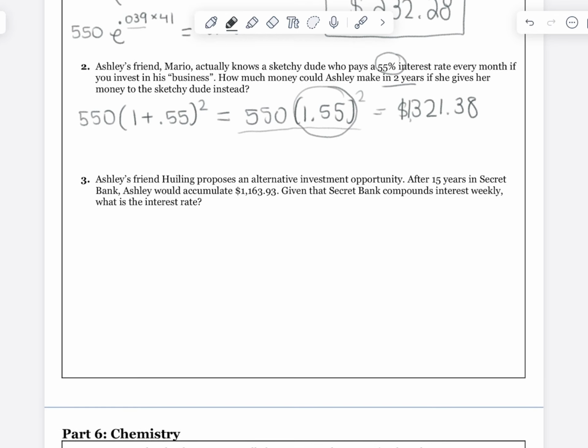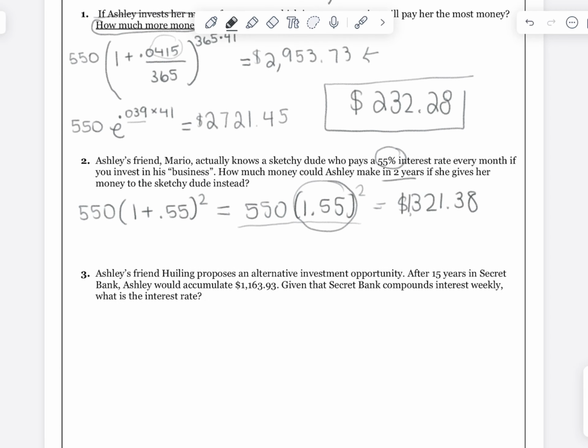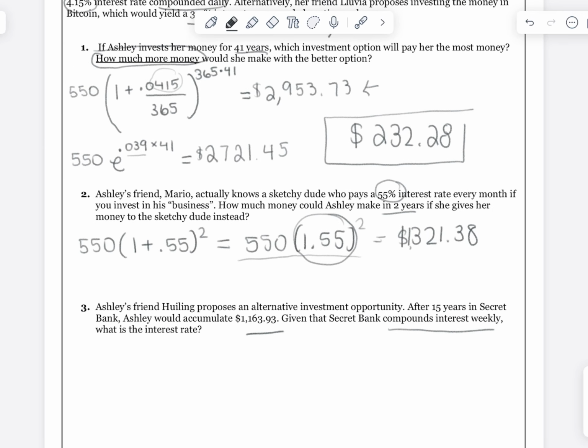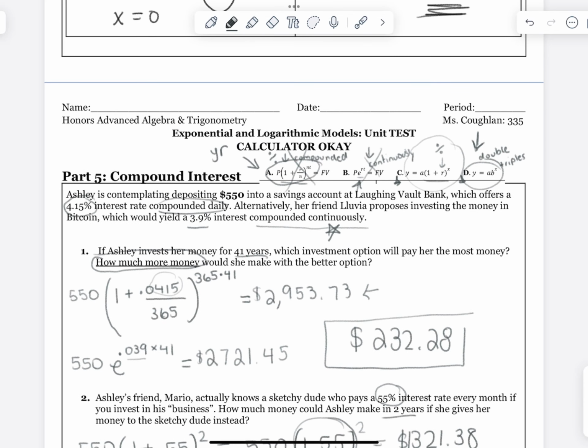Number 3. Ashley's friend Huiling proposes an alternative investment opportunity. After 15 years in the secret bank, Ashley would accumulate this amount of money in a secret bank that compounds your interest weekly. Okay, again, compounds, and we have a question about the interest rate, right? So that's still going to be formula A.